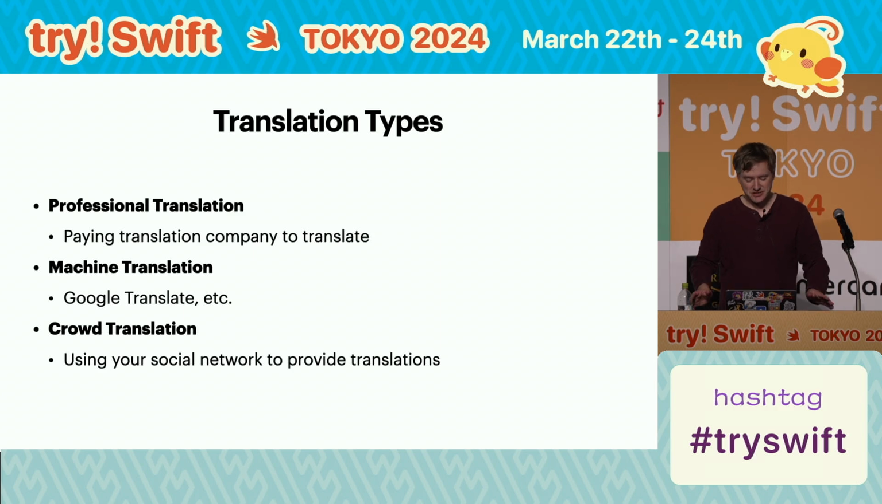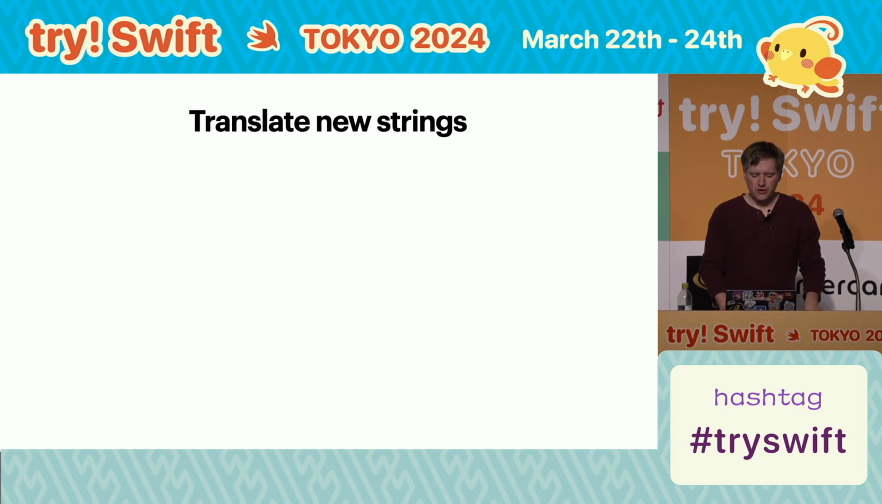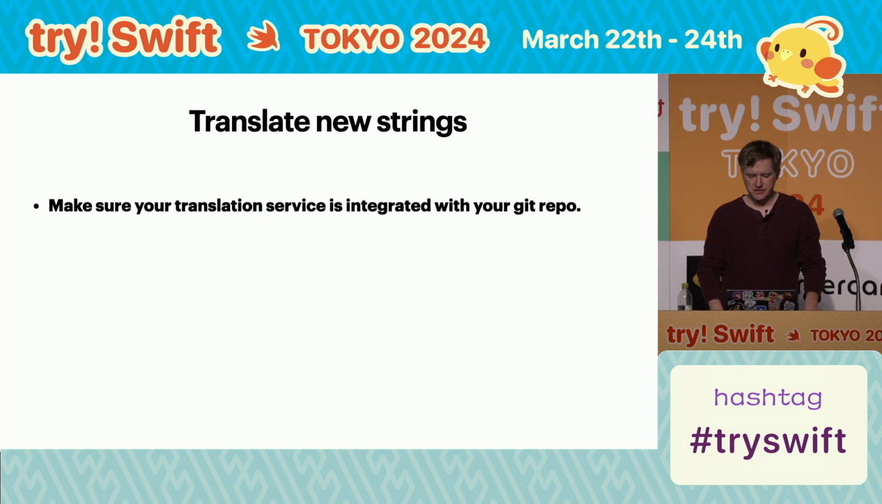I actually wanted to talk a lot more about this. I had a whole bunch of slides, but I absolutely could not fit it in. So if you want to talk more about this, feel free to ask me later. For the rest of the talk, I'll be focused just on professional translation and what you can do to automate yourself to be set up for professional translation. So for translating new strings, the first thing that you definitely want to do is make sure that your translation service is integrated with your Git repo.